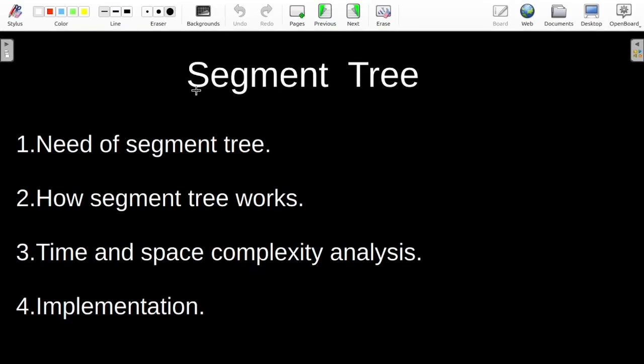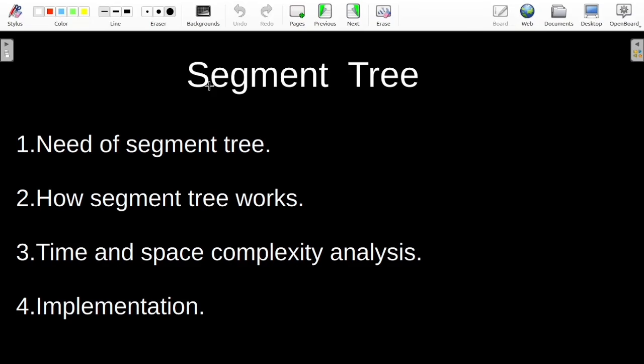So segment tree is a range query data structure. It is used for performing range queries quickly, like to update an element within a particular range or to find the answer in a range L to R. We use segment tree. Before understanding the segment tree, I have divided this video in four parts.